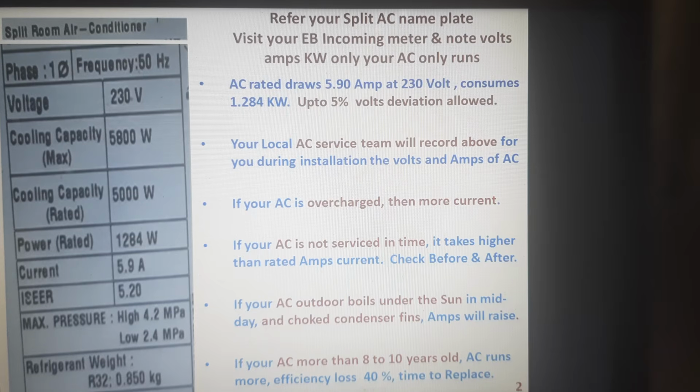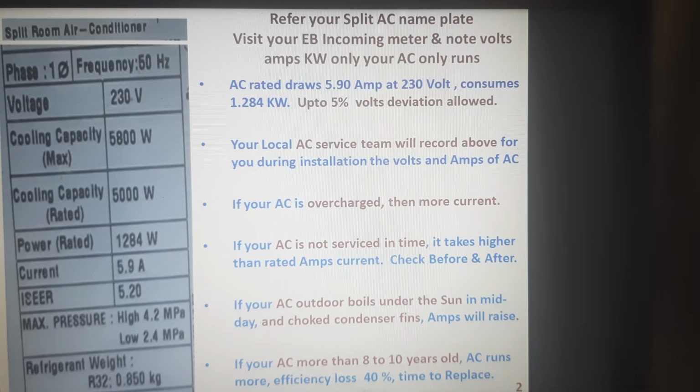Here you can see the reference nameplate shows it's around 230 volt rated and it draws around 5.9 amps and it takes a power of 1.284 kilowatts. Even your local AC service team will record the above, the volts and amps of your AC, during your AC installation. Let us see why your AC is taking higher current or higher electricity bills.